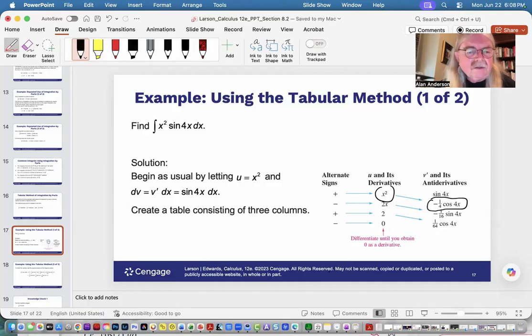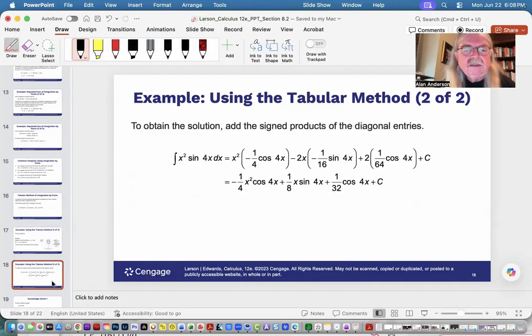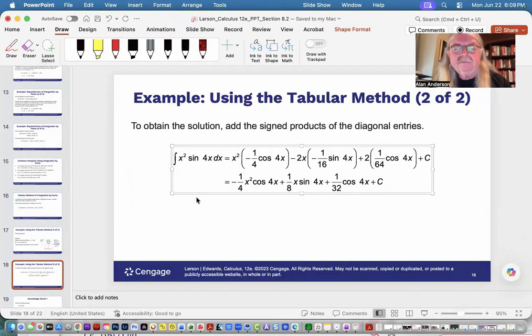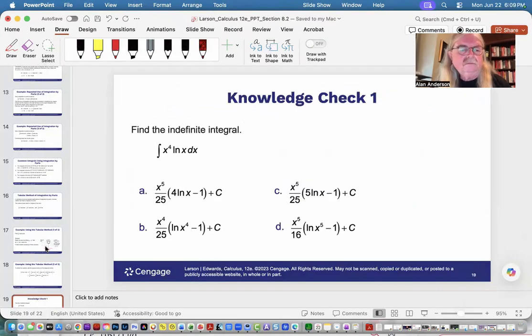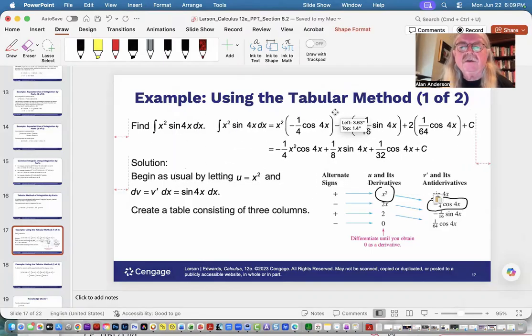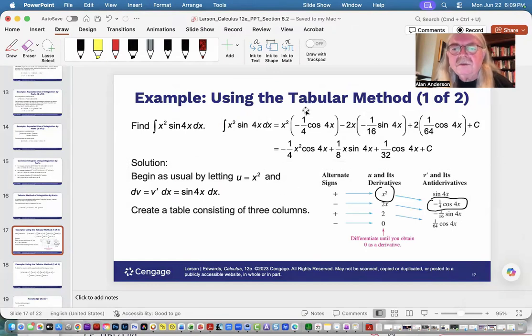Okay, so if you look at the answer, let me just copy it in here real fast. X squared. All right, I'll see if I can fit this in here somewhere, just so you can see what's going on. So those two are here. And then here there are little alternating signs. So you have a negative here, 2x, and this is the integral of this one.